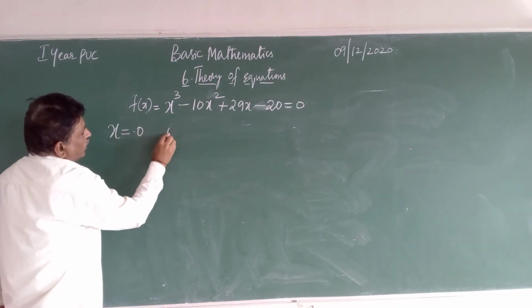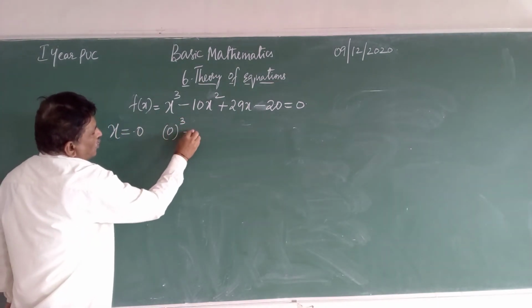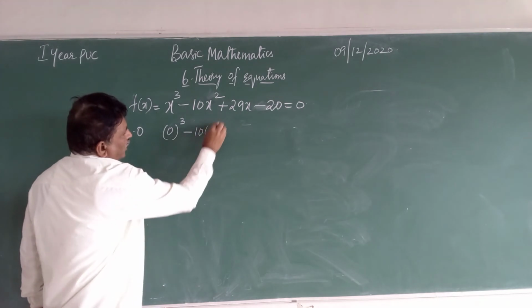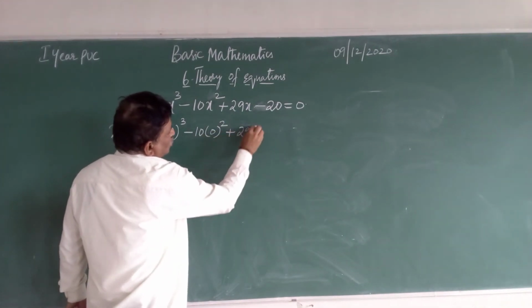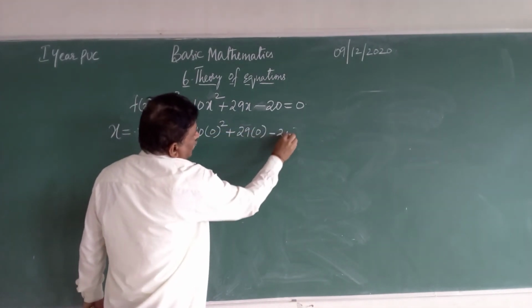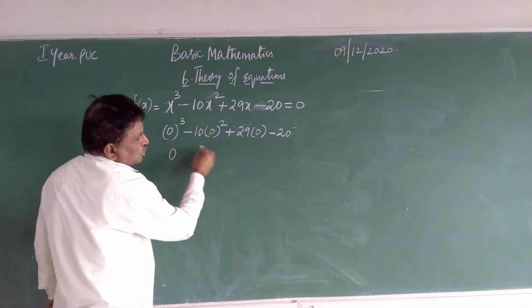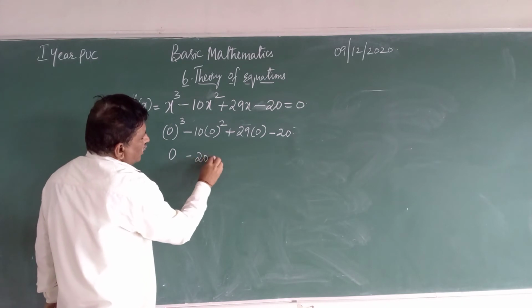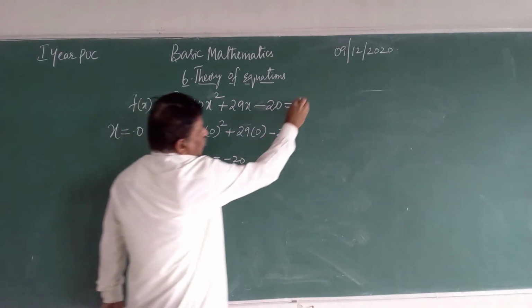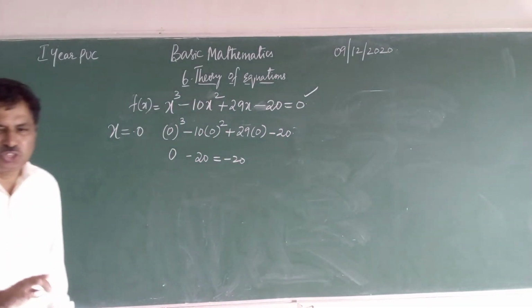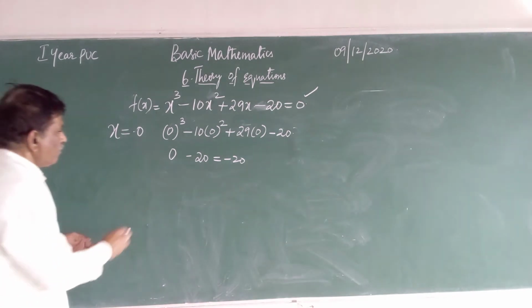So what happened when we put 0? 0 cube minus 10 into 0 square plus 29 into 0 minus 20. See, this becomes 0, this also becomes 0. So 0 minus 20 is minus 20, which is not equal to right hand side. So 0 doesn't work. Okay.